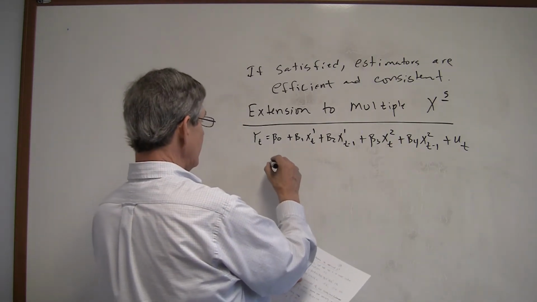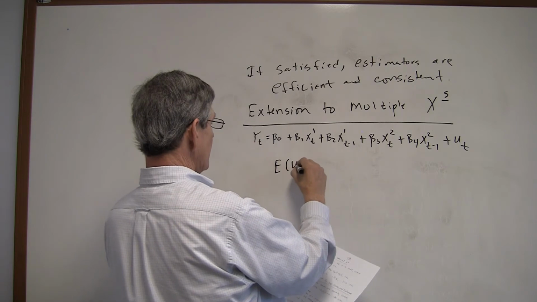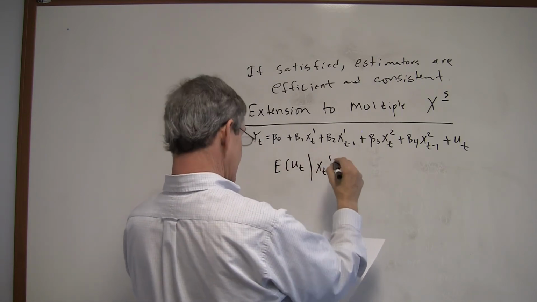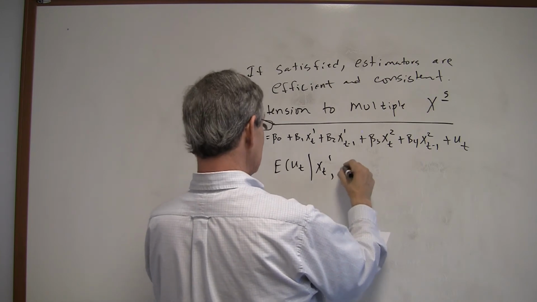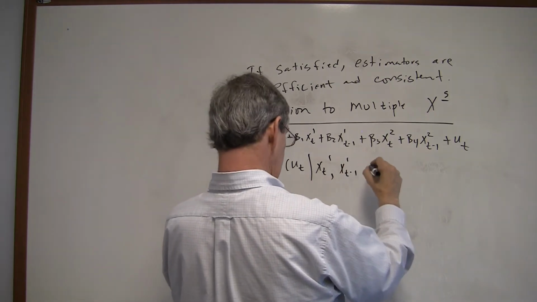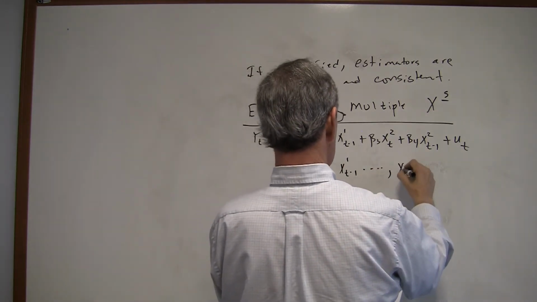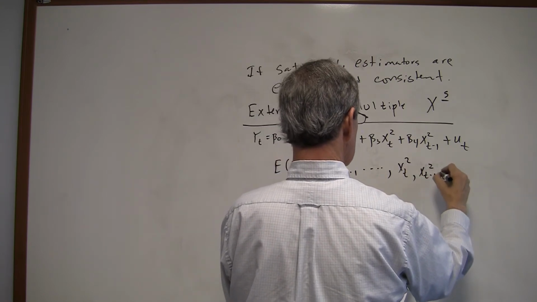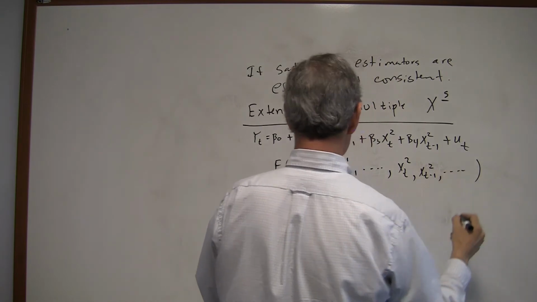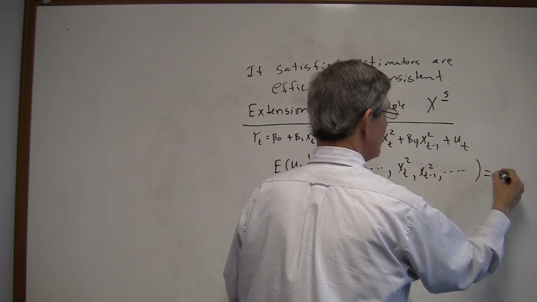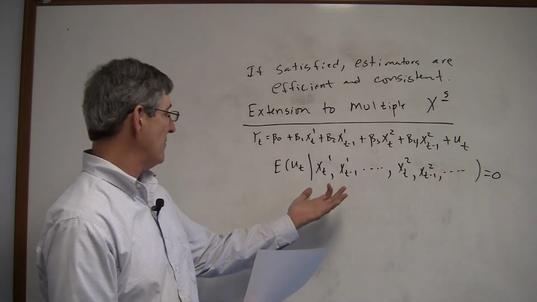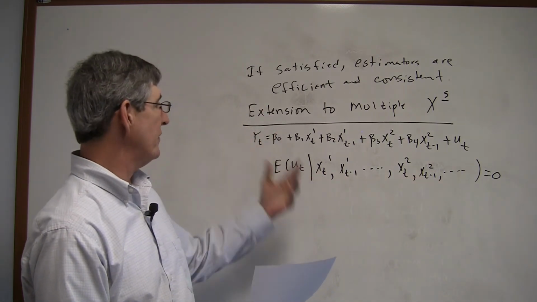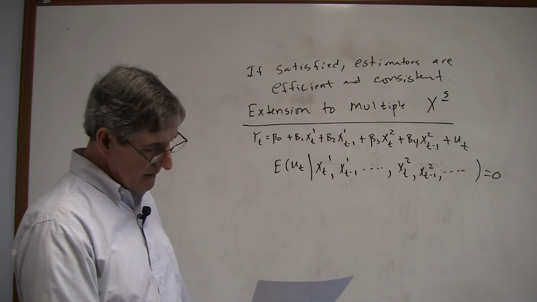What you need here, the most important assumption, or the one that's most likely violated as well, is that the expected value of ut given xt minus 1, 1, and so on, xt2, xt minus 1, 2, and so on, is equal to 0. You just have present and past exogeneity for both variables, or as many variables as you have.